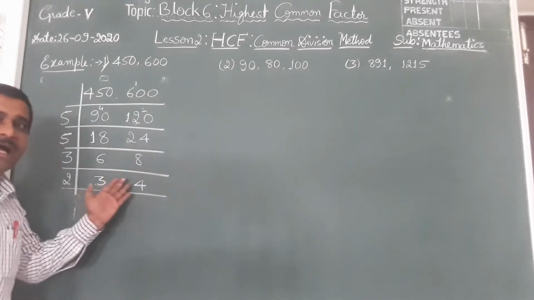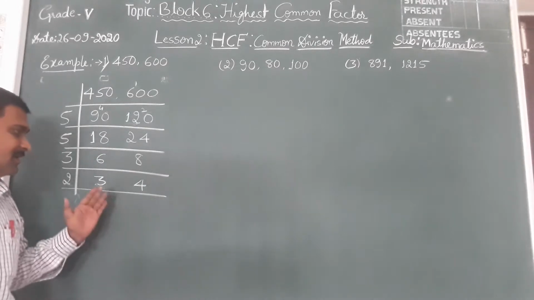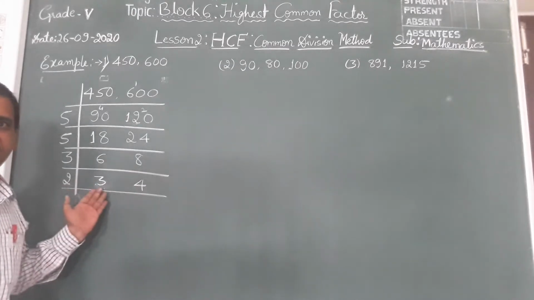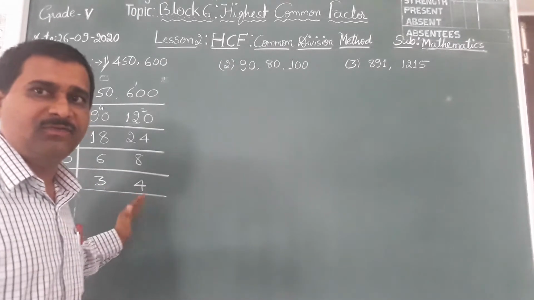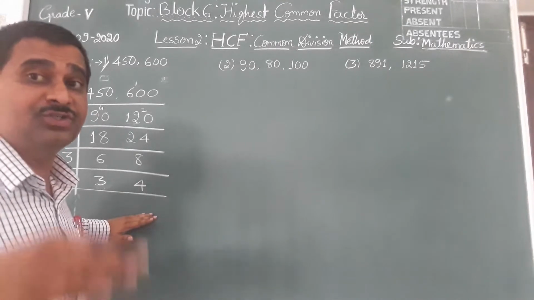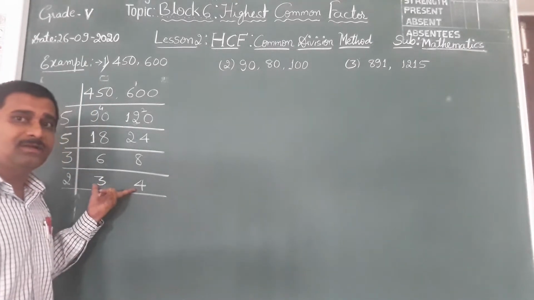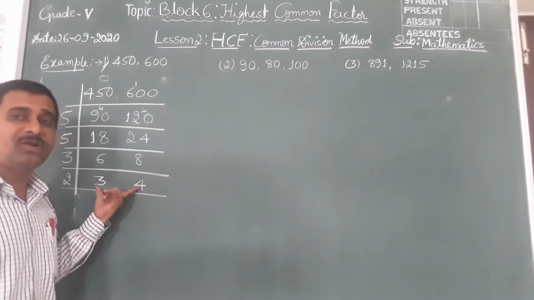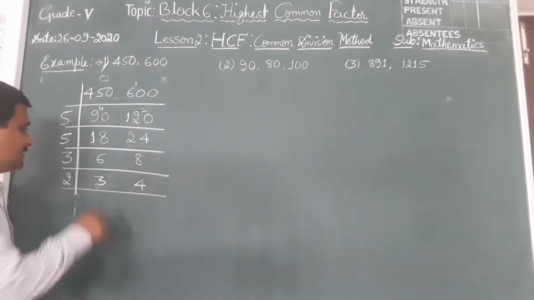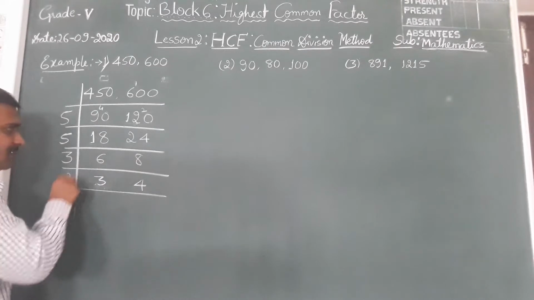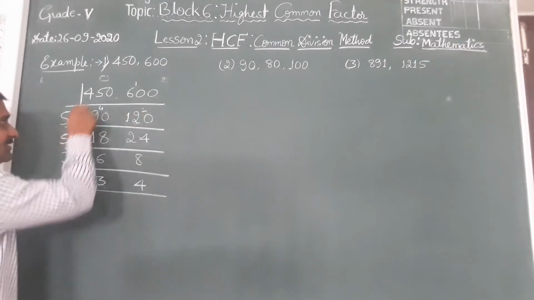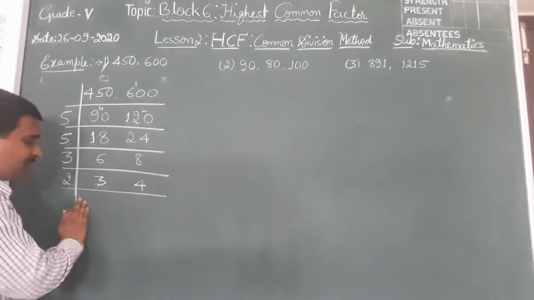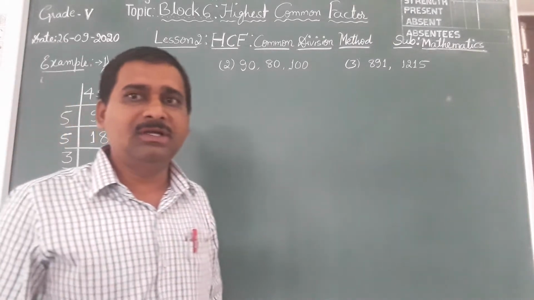Children, further I cannot divide, because these two numbers I cannot divide with one table. 3 and 4 will not come in one table. Therefore, we should stop here. Where should you stop? Where you get numbers that are not in the same table. See, both are in the 2s table, these two are in the 3s table, these two are in the 5s table. Like this, 3 and 4 are not in the same table. So we should stop here and we should multiply now.